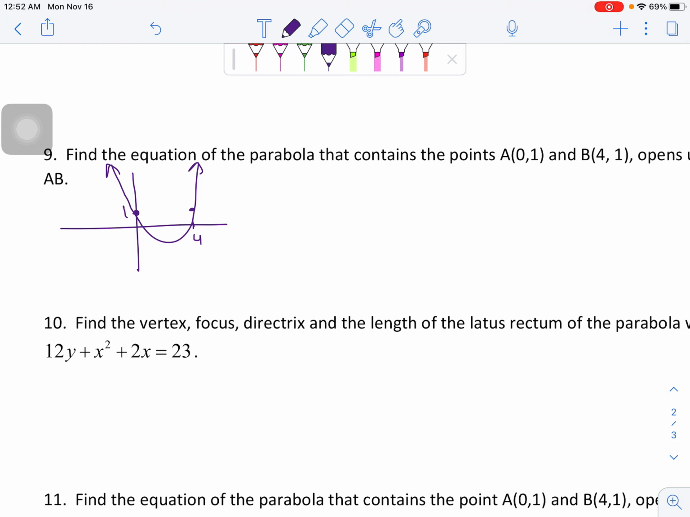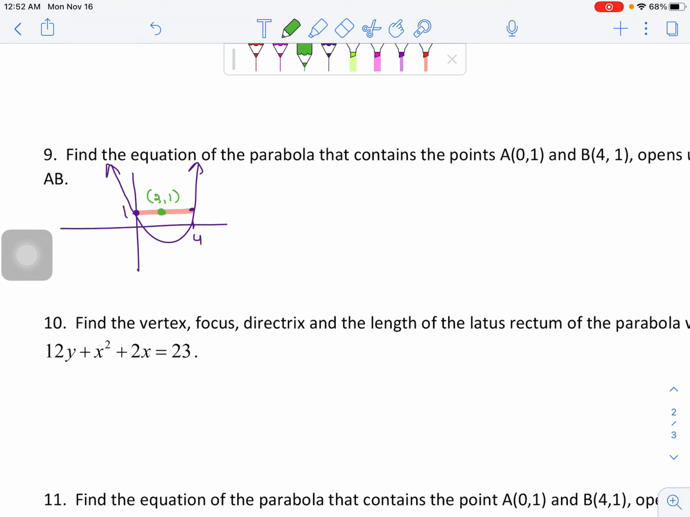Okay, and whose focus is on AB. So if I were to draw a little line segment here, well, first of all, I recognize that's a horizontal line, so that helps. And basically what's happening is if I put the focus on there, well, that means that has to be the latus rectum. All right, so this focus point is going to be halfway between the 2 endpoints. So that would be the point 2, 1, right?